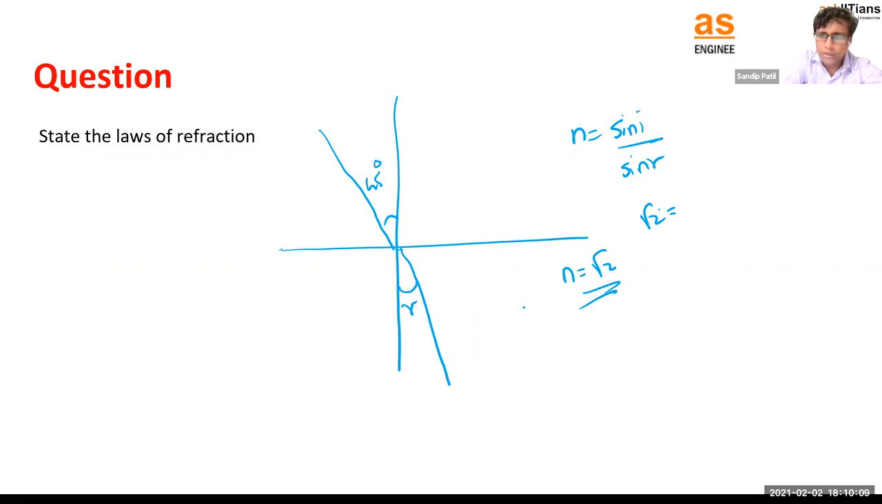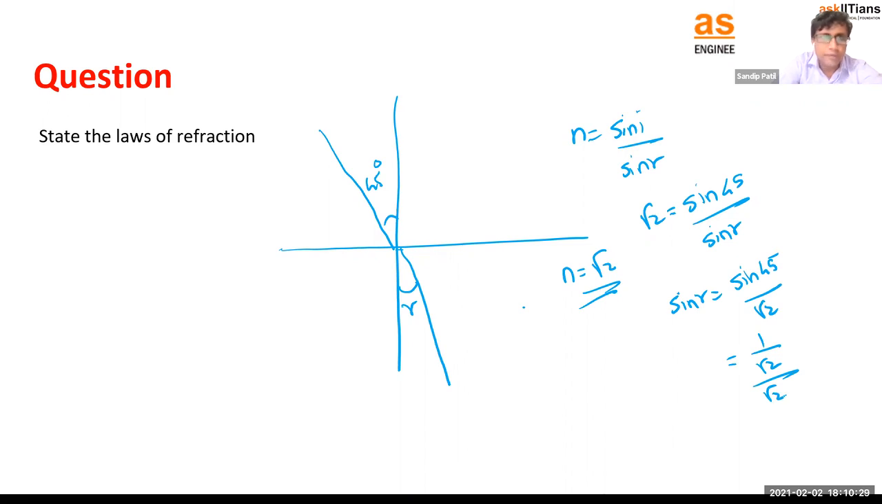Root 2 is equal to what? Sin i means sin 45. Sin r we want to calculate. So let's take this sin r onto this side: sin 45 divided by root 2. Now we should know the value of sin 45 is 1 upon root 2, divided by root 2.